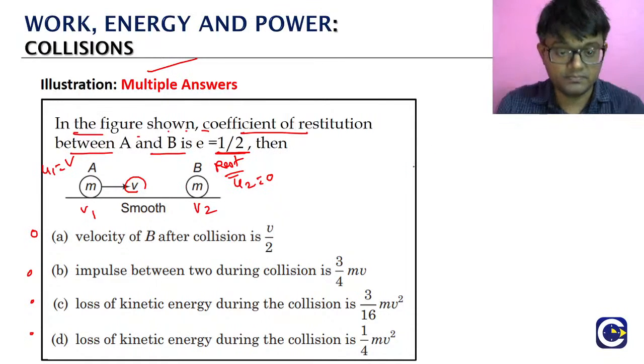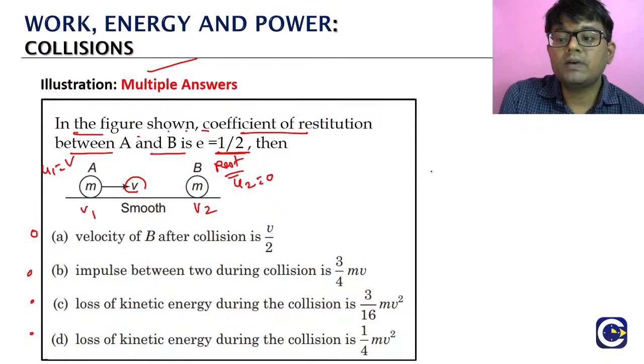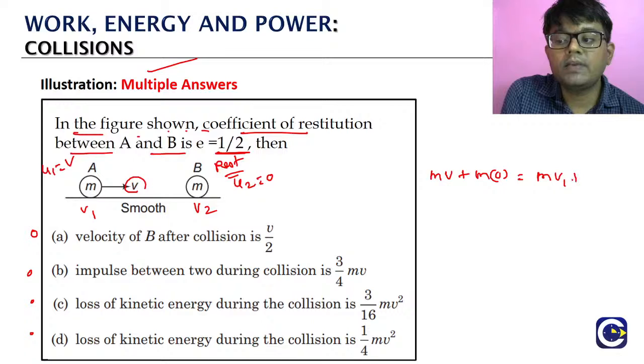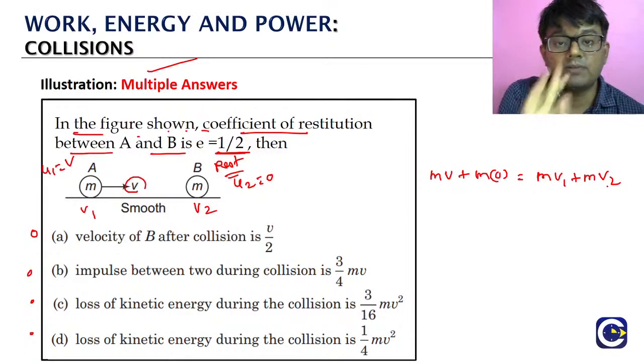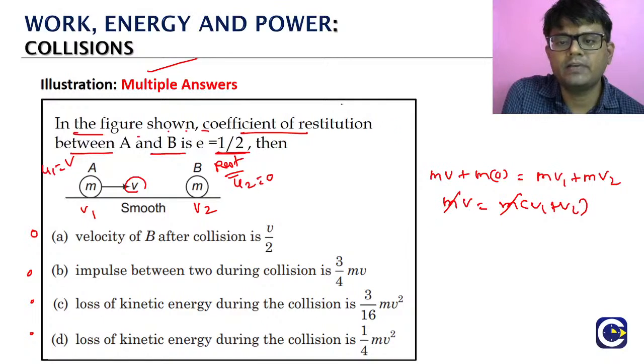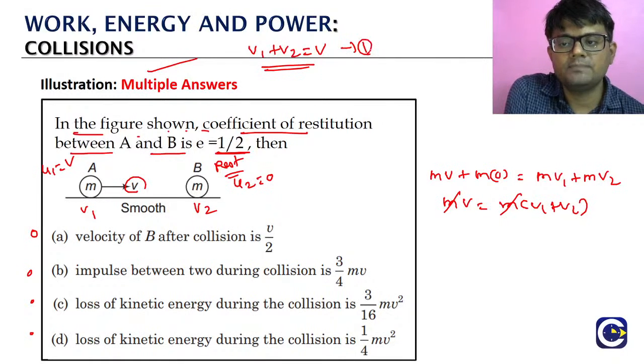First equation is conservation of momentum, meaning m1 u1 plus m2 u2 is equal to m1 v1 plus m2 v2. Both of them have the same mass. So look at this, m into v is equal to m into (v1 plus v2). From here we'll get one equation: v1 plus v2 is equal to v. That is our equation 1. How are we getting it?